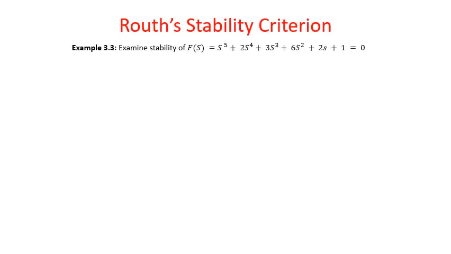Let's take one more example. Here in this problem, examine stability of f(s) = s^5 + 2s^4 + 3s^3 + 6s^2 + 2s + 1. Here n is equal to 5.